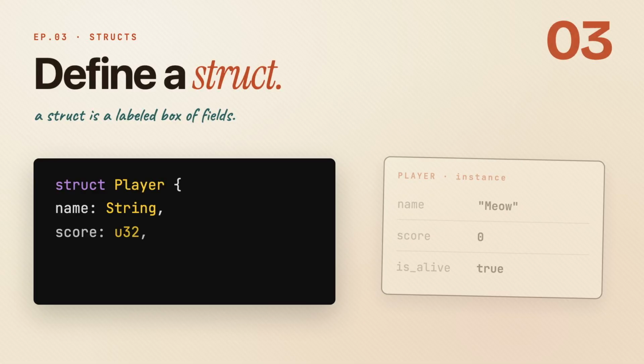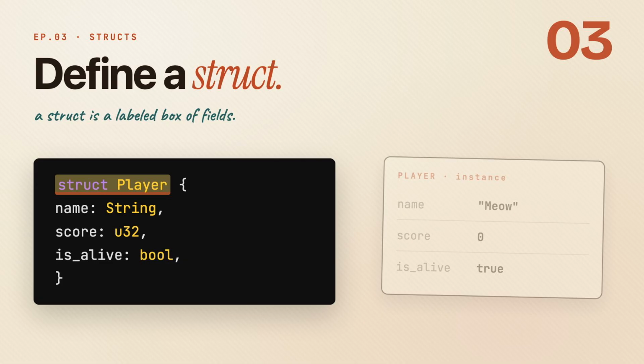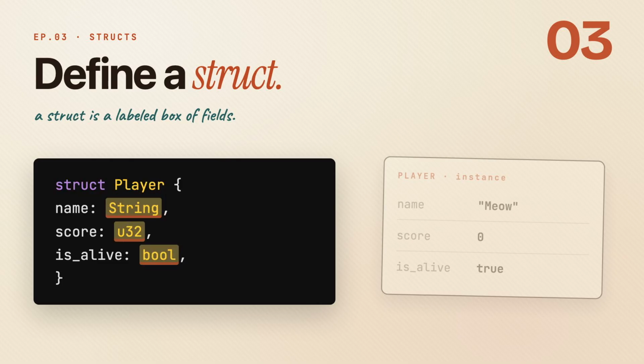This is a struct. The struct keyword names a new type, a type you define yourself. We are calling this one Player because we are modeling a game character. Inside the braces, there are fields: a name of type String, a score, an unsigned 32-bit integer, and is_alive, which is a boolean. Each field has a name and a type. Together, they describe what every player must hold.